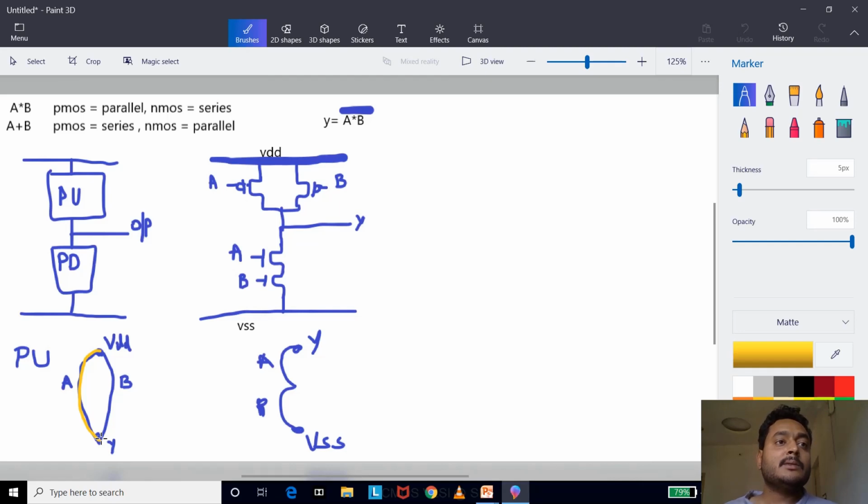Okay, so through A I came to Y, and I can again trace back through B. So my path here is A and B, so AB is my path. Similarly I can have another path: from VDD I can go through B and then through A to reach VDD again. So I can have another path, BA. Here we have two networks, two graphs available for us.